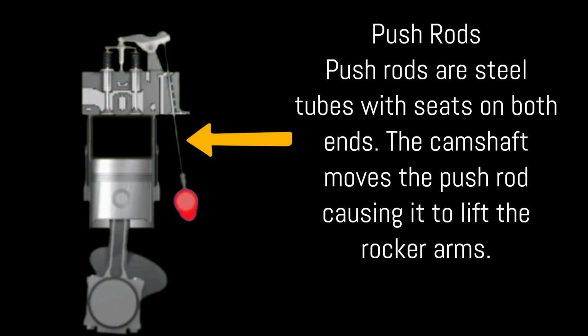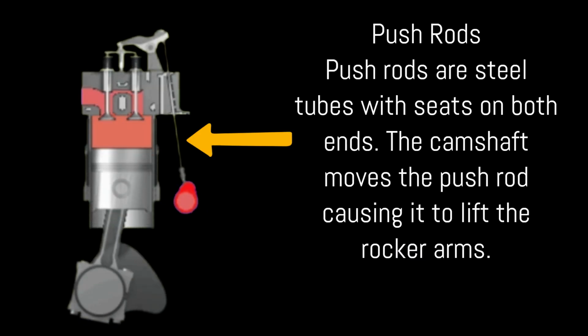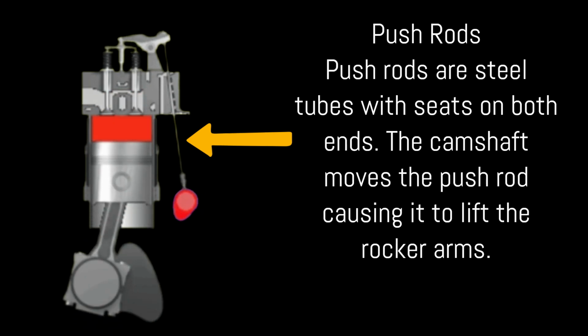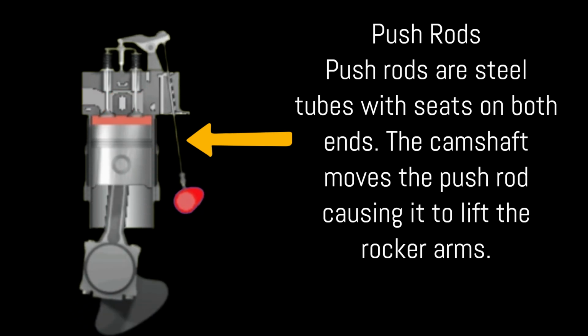Push rods. Push rods are steel tubes with seats on both ends. The camshaft moves the push rod, causing it to lift the rocker arms.